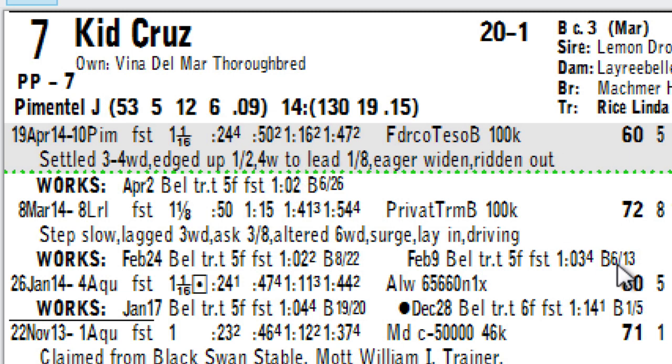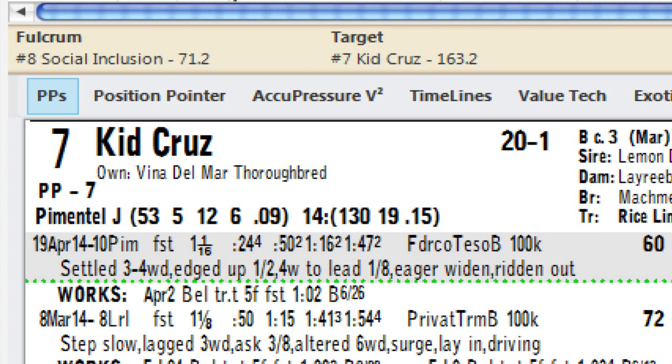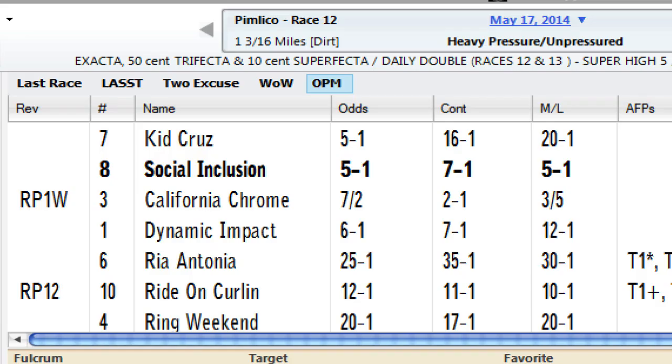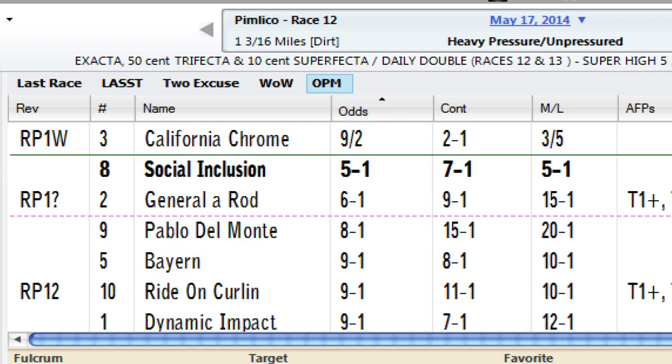I would imagine the pace tomorrow is going to be more like 111 and change, 112, somewhere in that. So it's not going to see that late a pace, but I think I would use Kid Cruise in the exotics because I think it can close into the exotics. Okay, I'm going to take us back to early and setting up by odds so you can see how it comes out of the box.